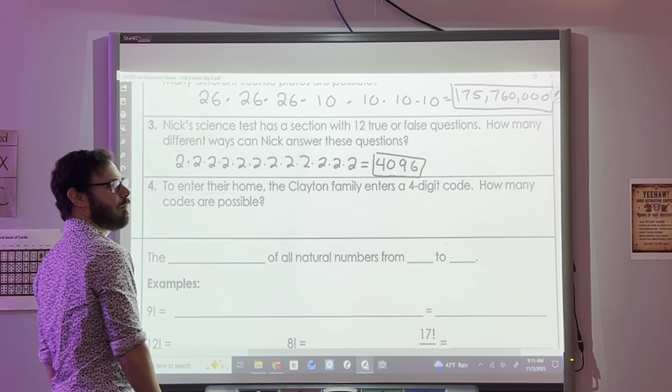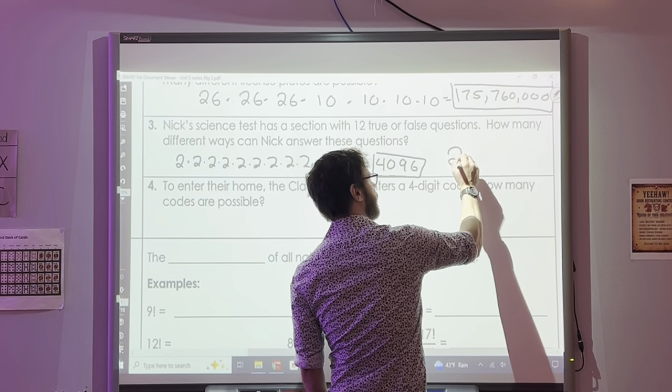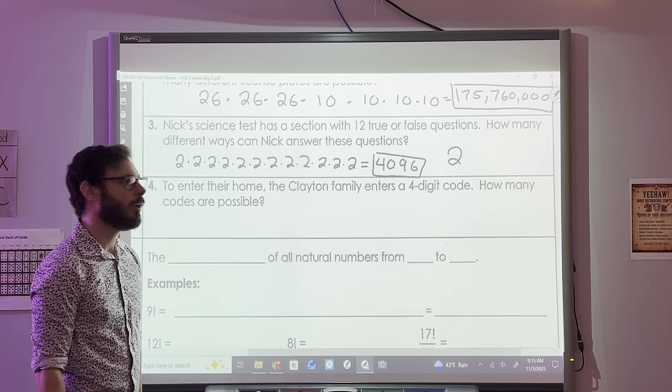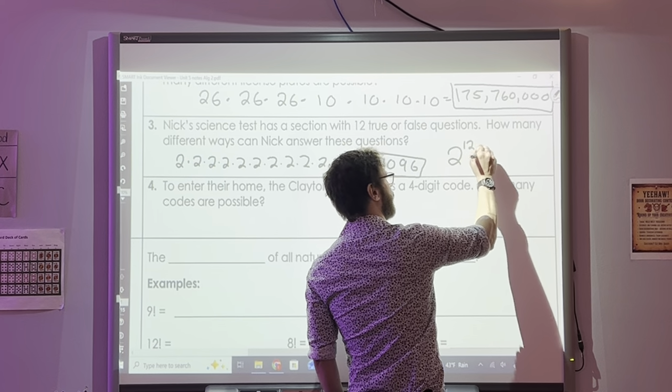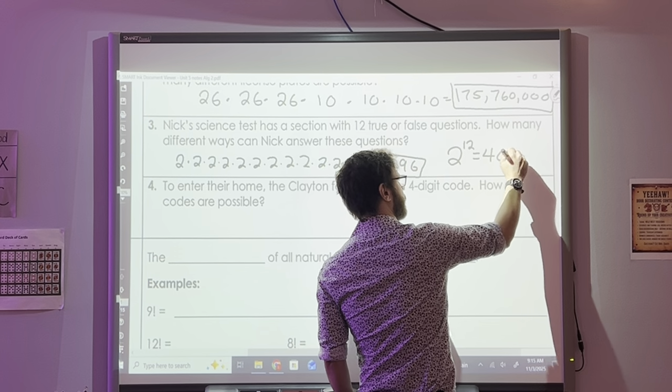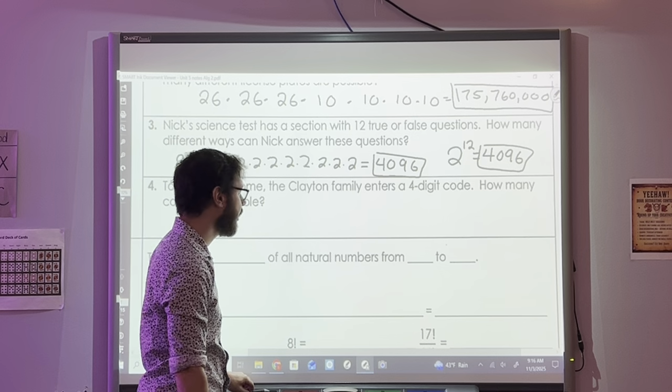A simpler way would be to use exponents. Remember our exponent rules? Base of 2, because that's what I'm multiplying. How many 2's do we have? 12. So 2 to the 12th power. Okay. Choose how you want to go about doing this.